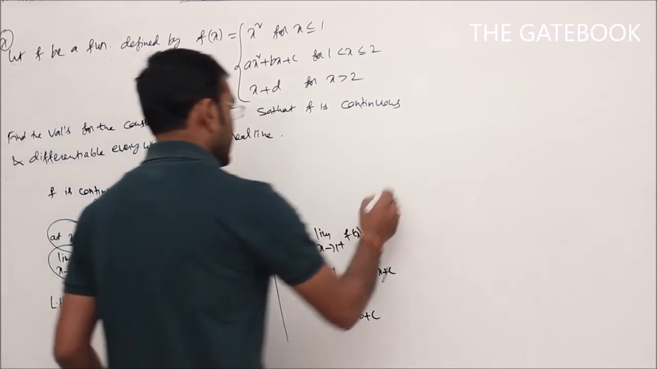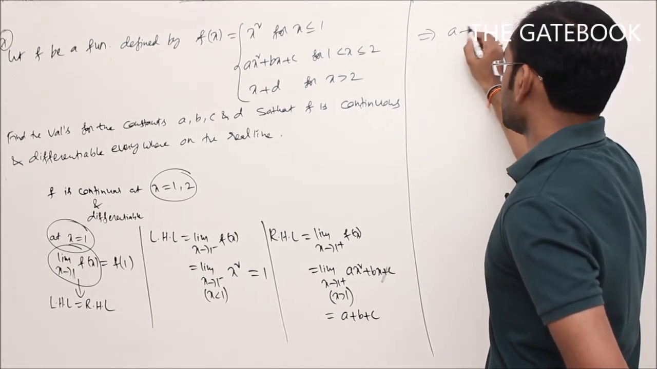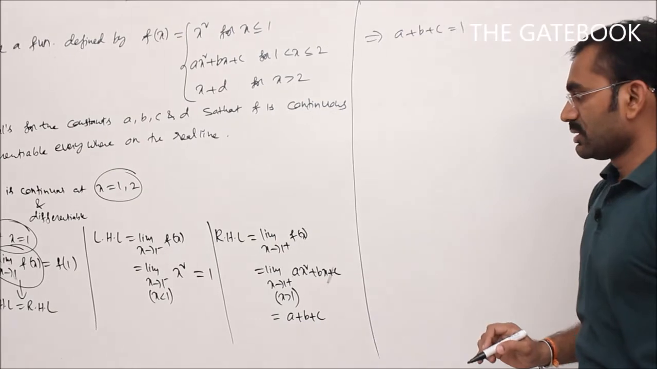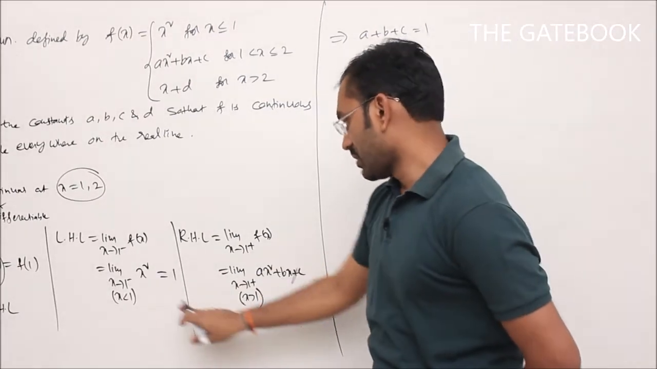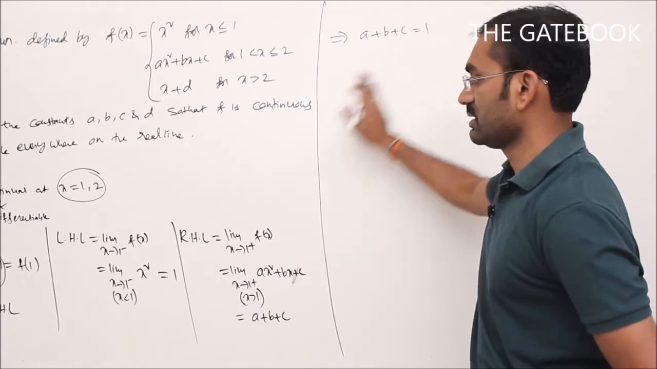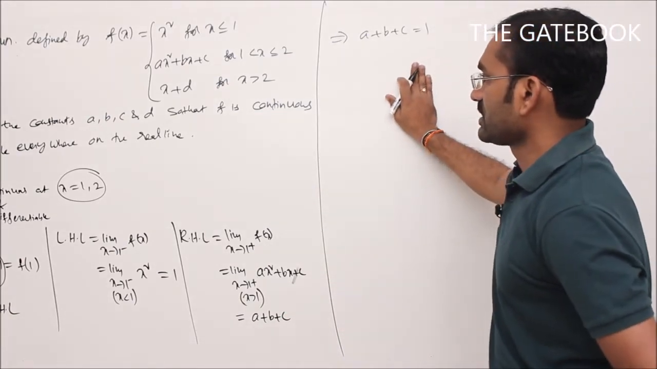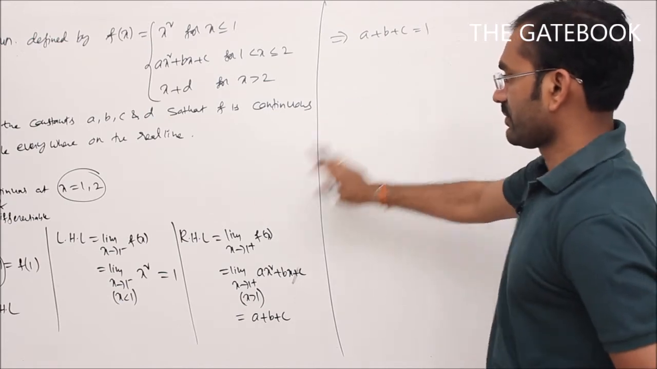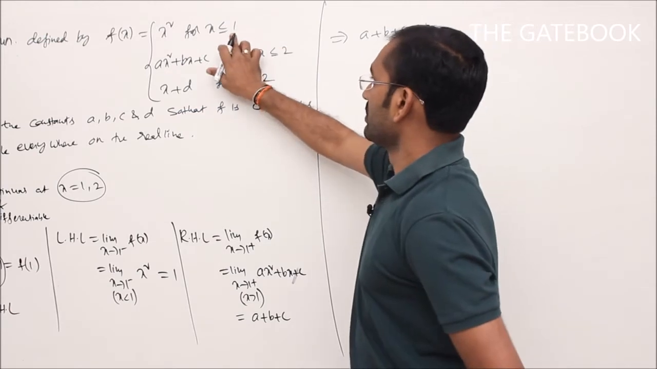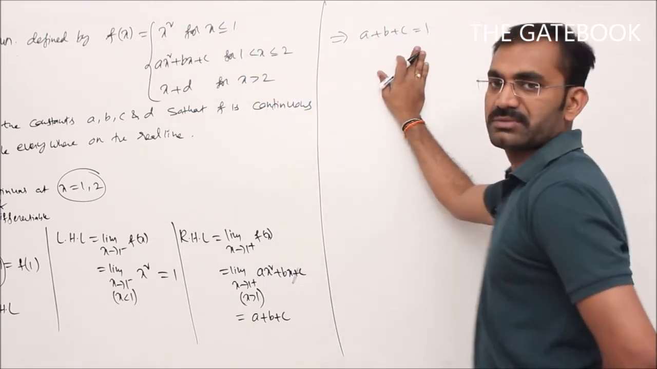So it implies a plus b plus c is equal to 1. LHL value is 1, RHL value a plus b plus c. So LHL must be equal to RHL. Then only I can say that limit value exists. And also the function value should get the same value, f of 1. What is that f of 1 value? F of 1 also we will get 1. For x is equal to 1, function value 1 square is equal to 1. So we get the same equation a plus b plus c is equal to 1.